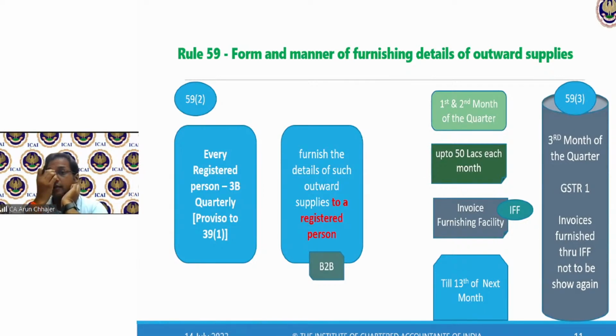Here we will discuss the concept of QRMP compliances with respect to outward supply. Let me repeat once again: we are going to discuss what the compliance requirement is for M1 and M2.